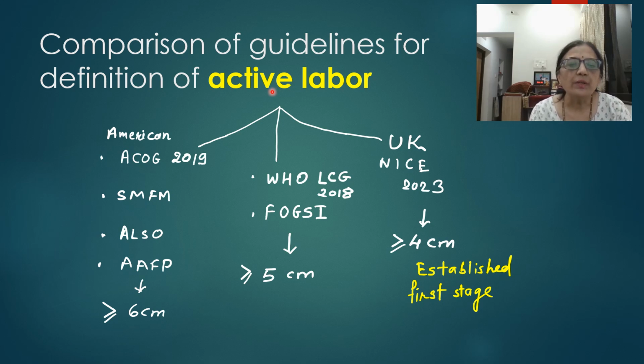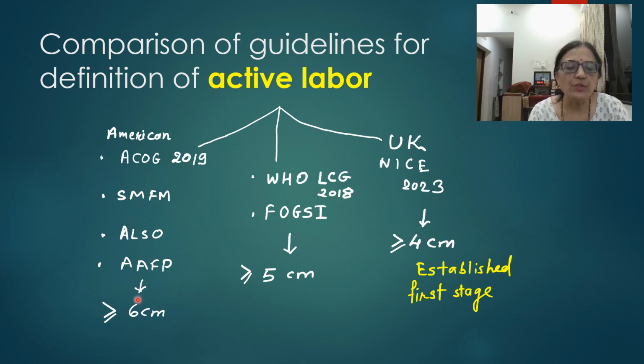So for that, all the American guidelines, ACOG 2019, SMFM, which is an organization of high risk obstetricians catering to high risk pregnancies, and ALSO, the Advanced Life Support in Obstetrics, which is run by the American Academy of Family Physicians. Practically all these are American guidelines which follow the ACOG guideline as the primary, and ACOG has given that we should demarcate the difference between the latent phase and active phase at 6 centimeters.